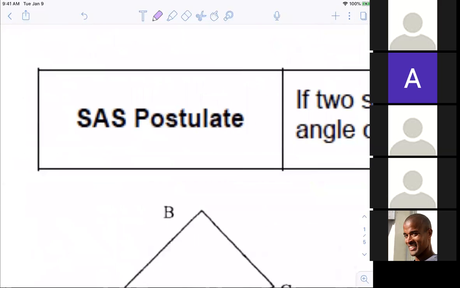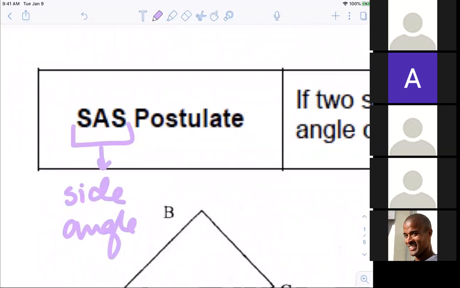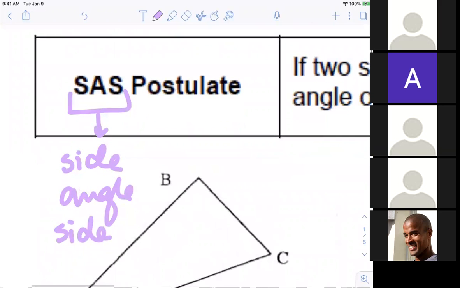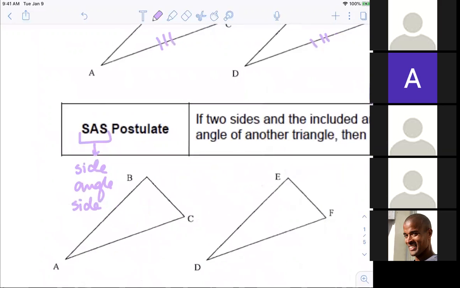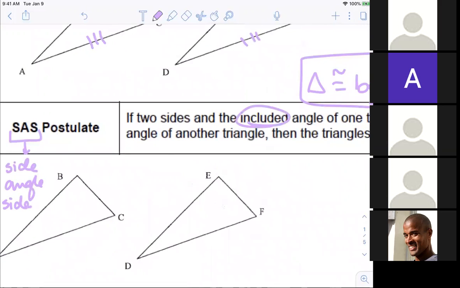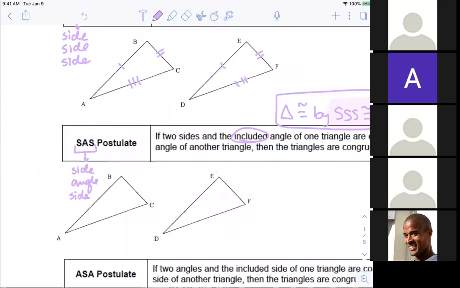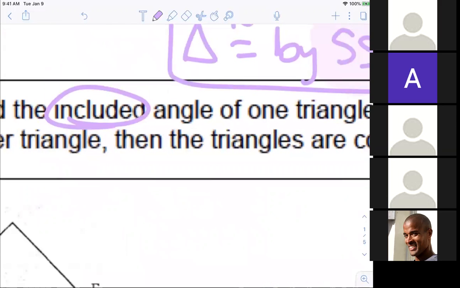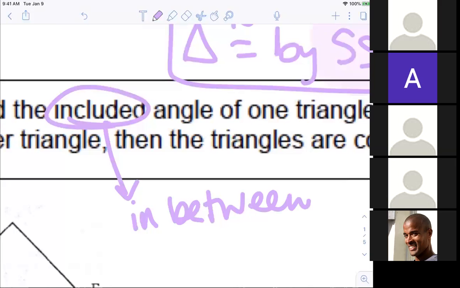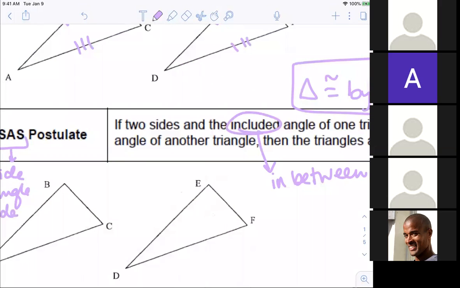All right, next one says SAS. That stands for side, angle, side. If 2 sides and the included angle of one triangle are congruent to 2 sides and the included angle of another triangle, then the triangles are congruent. The important word in here is included, and I remember that by knowing it means in between. So the in-between angle between the sides. If I have an angle, it's in between the 2 sides that I know are congruent.